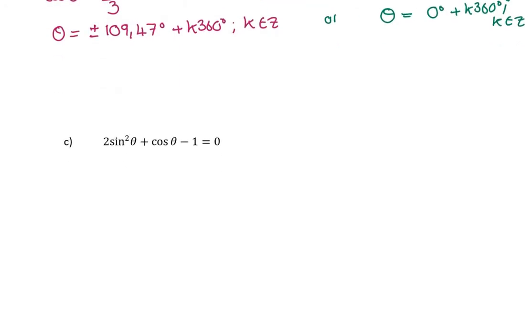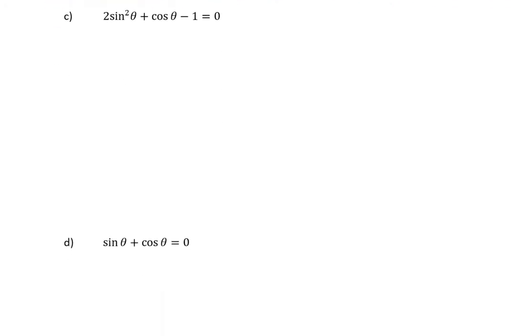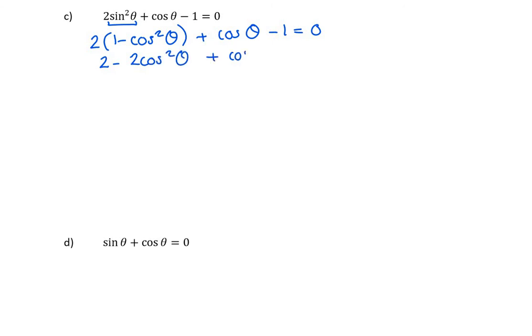Now again, possibly try question C by yourself and see how it goes, and then watch the solution. So hopefully you've done that by yourself. The moment I see it, I'm like, it's quadratic, but I see a mixture. I don't want a mixture, so I change the sine squared to 1 minus cos squared. I'm now going to multiply out like I would a normal quadratic equation, get it into standard form, and then factorize.